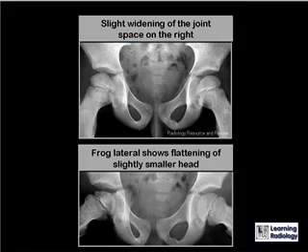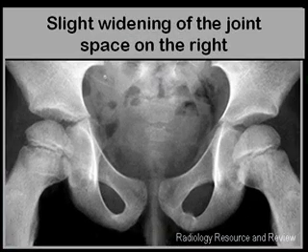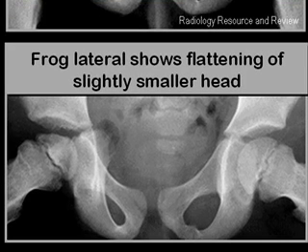These are two conventional radiographs on the same individual. The first is a frontal radiograph, which shows slight widening of the joint space on the right, but which is a very subtle finding. On the frog lateral, though, it is clear that the right femoral head is flatter than the left, and it's also slightly smaller.